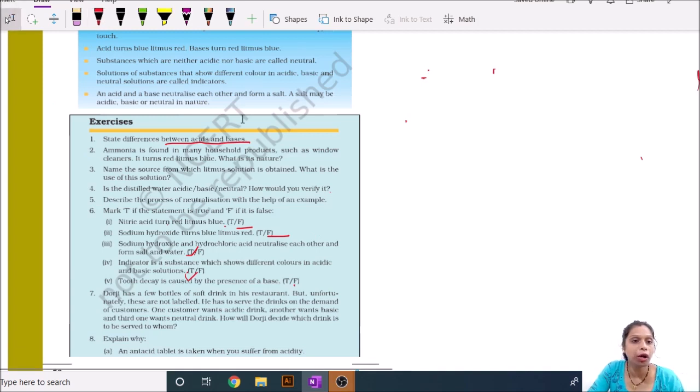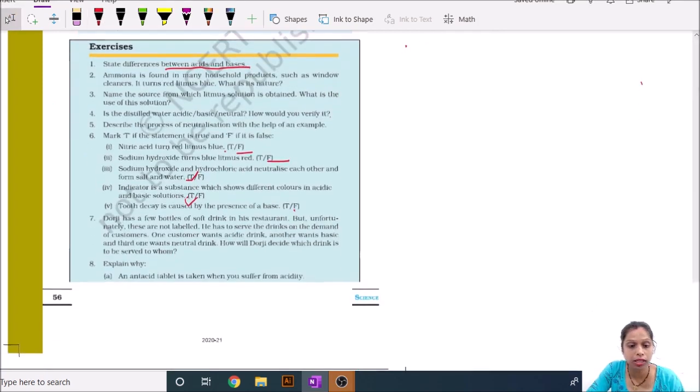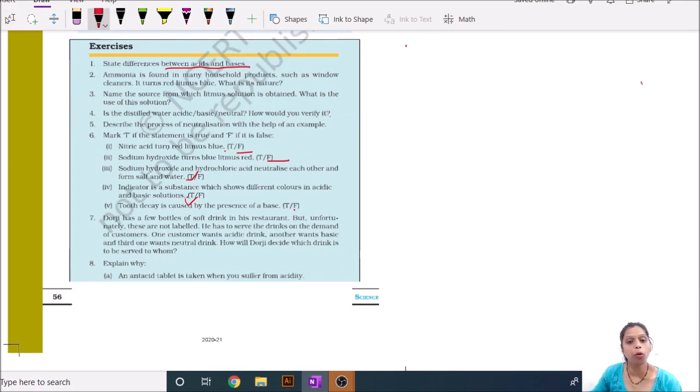Now we are coming to our next question, question number 7. Rosie has a few bottles of soft drink in his restaurant, but unfortunately these are not labeled. He has to serve the drink on demand of customers. One customer wants an acidic drink, another wants a basic, and a third wants a neutral drink. How will he decide which drink should be served to whom?